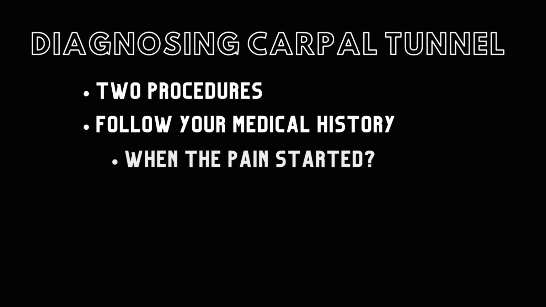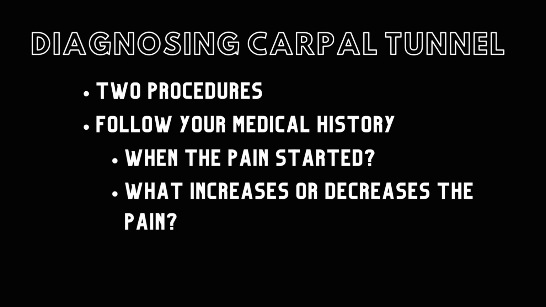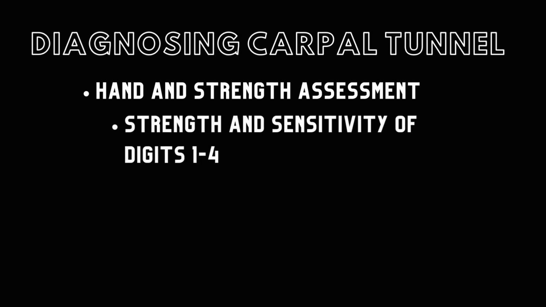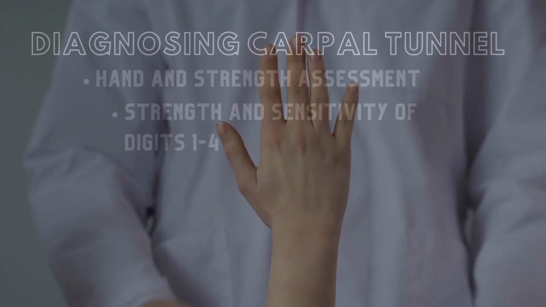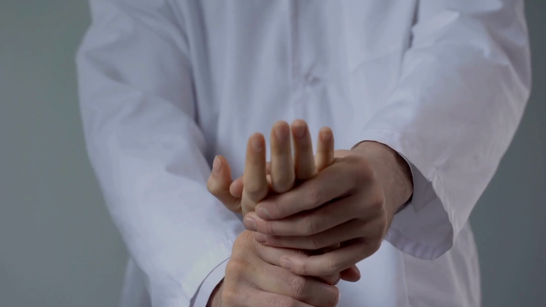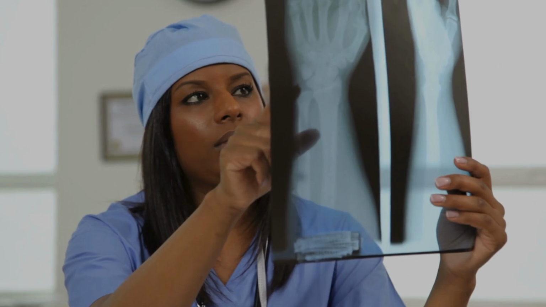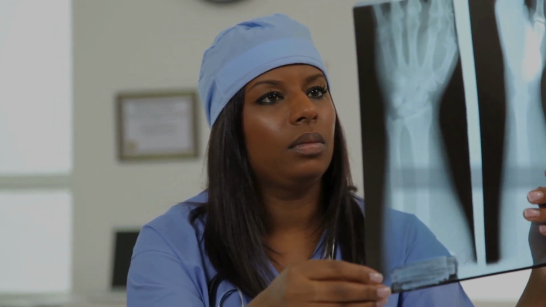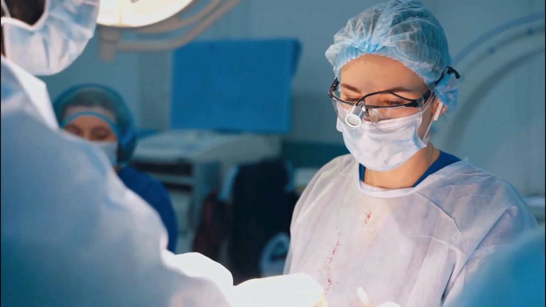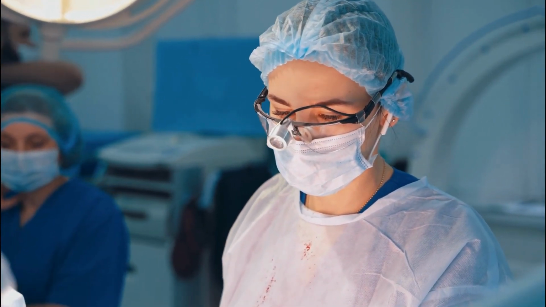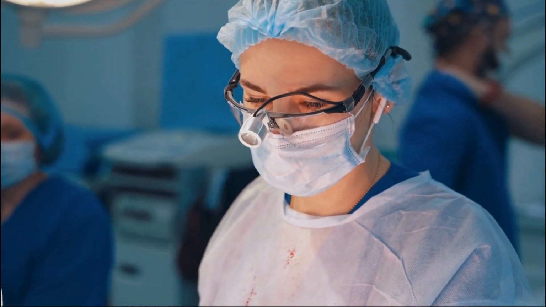In order to diagnose carpal tunnel syndrome, there are 2 procedures. A doctor can follow your medical history, detailing when the pain started and what actions increase or decrease the pain, or a hand and strength assessment can be performed. This involves the strength and sensitivity of digits 1 through 4. To treat carpal tunnel syndrome, physical therapy or the use of a brace can help alleviate the pain. Other options include imaging or electromyogram and nerve conduction studies to determine if surgery is recommended. The goal of surgery is to increase the width of the carpal arch and carpal tunnel.